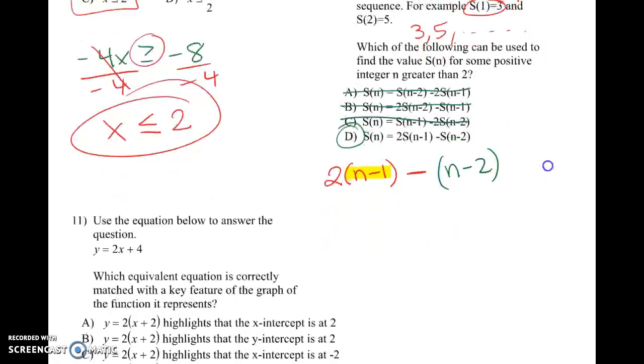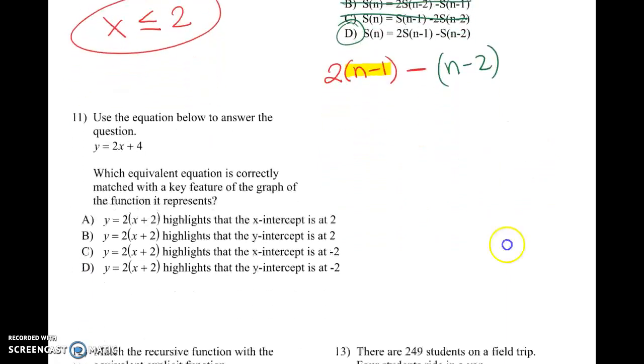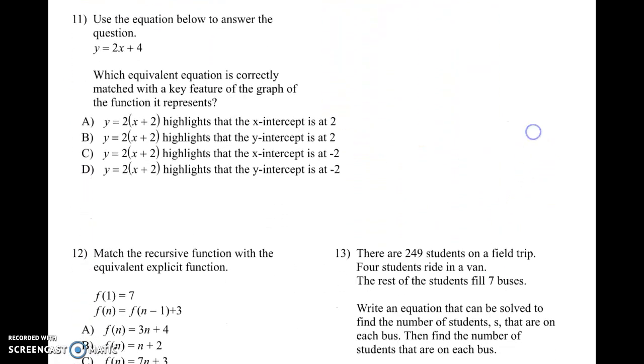Alright, let's go ahead and move on to number 11. Use the equation below to answer the question. So y equals 2x plus 4. Which equivalent equation is correctly matched with a key feature of the graph of the function it represents? Okay, so let's see. It says y equals 2x plus 2, y equals 2x plus 2.